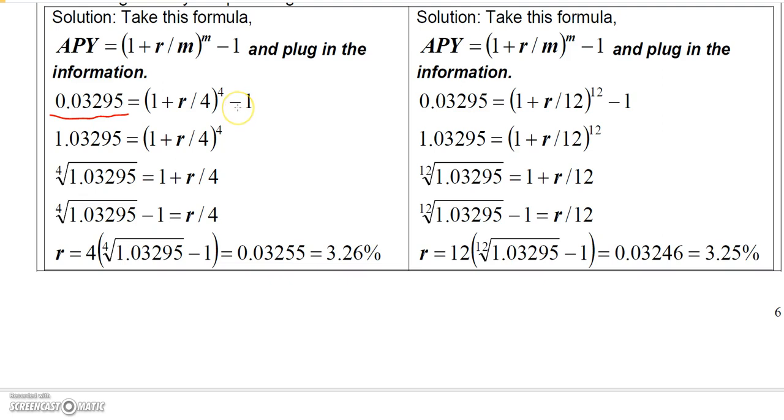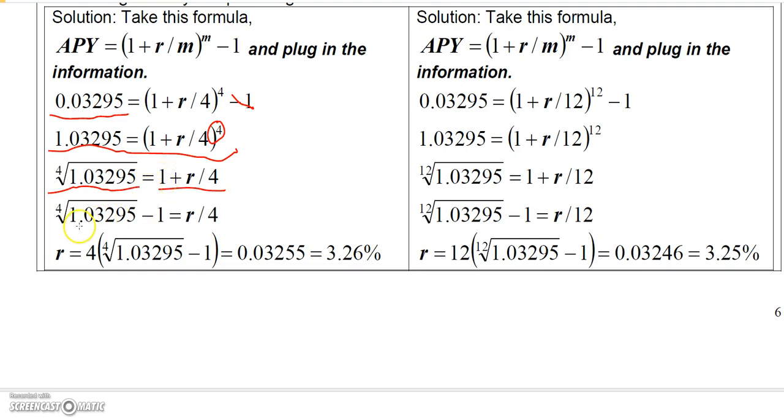Here, we add 1 to both sides, and that'll cancel the minus 1. When you add 1 to 0.03295, you'll get 1.03295. Now, to eliminate this power, you're going to have to take the 4th root of both sides. If you take the 4th root of 1.03295, you get this, and if you take the 4th root of the expression on the right, it just gets rid of the root.